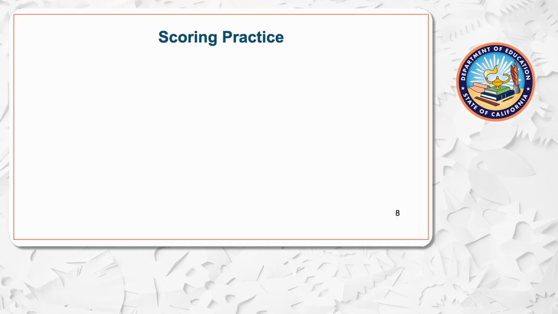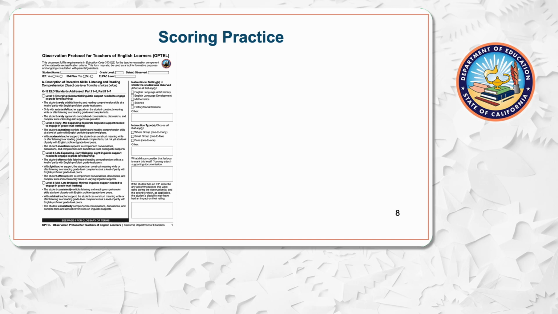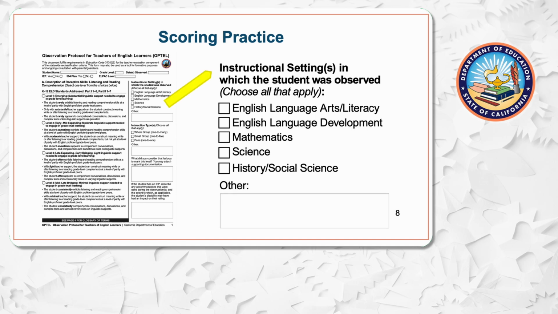Now let's consider how we might score this student's skills using the Optel tool. I'll do this as a think aloud, as if this were my student and I was scoring the language I observed in my class earlier that day. I'll start with noting the instructional settings, which is recorded in the box in the top right corner. This box is recording information about the instructional setting or settings in which the student was observed.